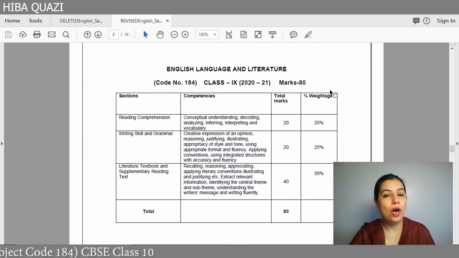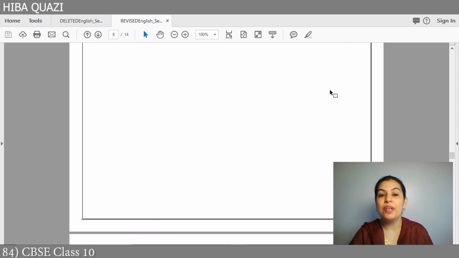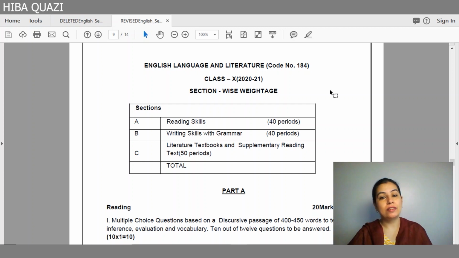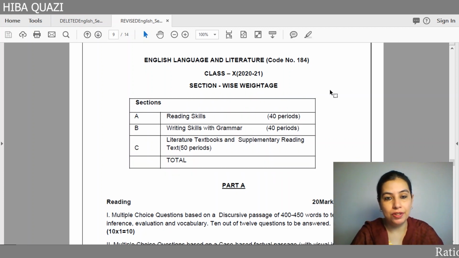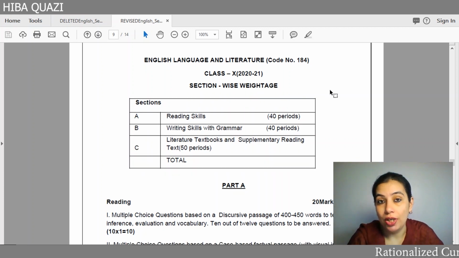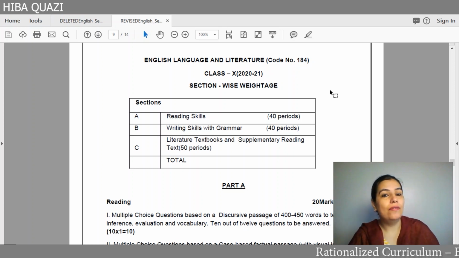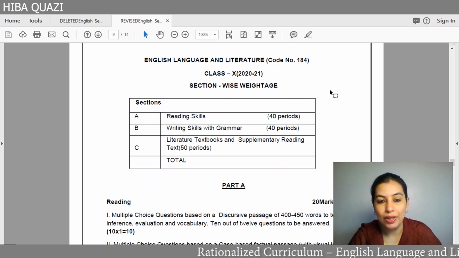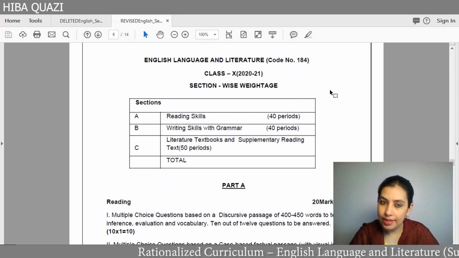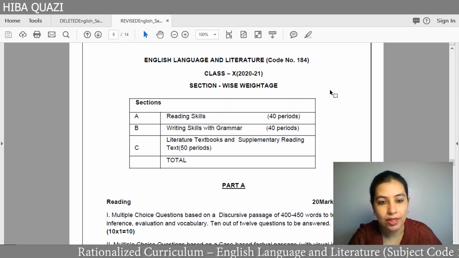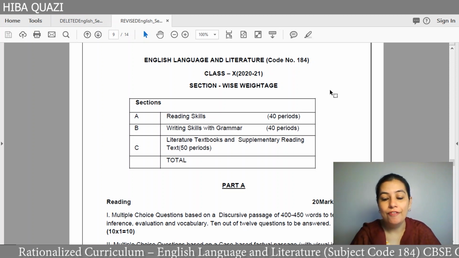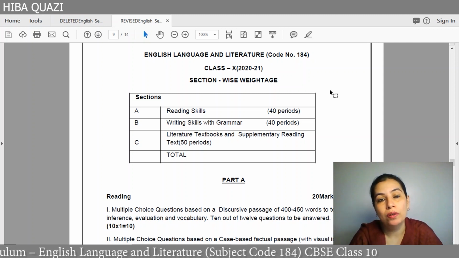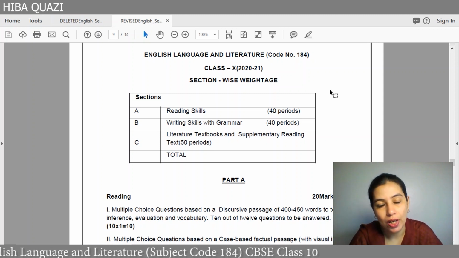Now, I do not know how many of you have gone through the previous session's curriculum, but if you have, you will notice that this session, the paper pattern has drastically changed. Earlier, the paper was divided into three sections with reading, writing, and literature. This session, though the paper is still divided into reading, writing, and literature, we have part A, part B, and so on, instead of sections, depending upon the skill that we are assessing.